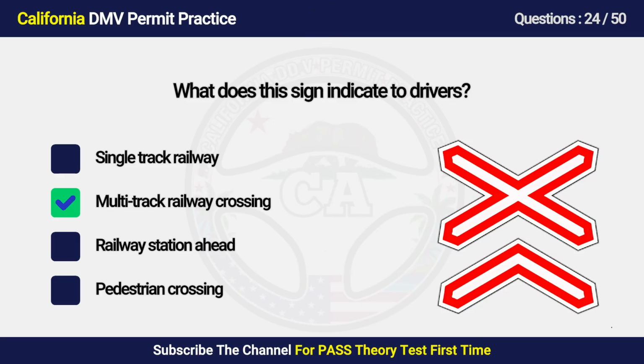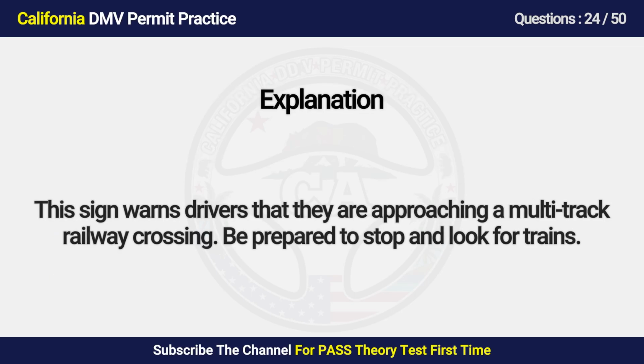Answer is B. Railway crossing. This sign warns drivers that they are approaching a railway crossing. Be prepared to stop and look for trains.